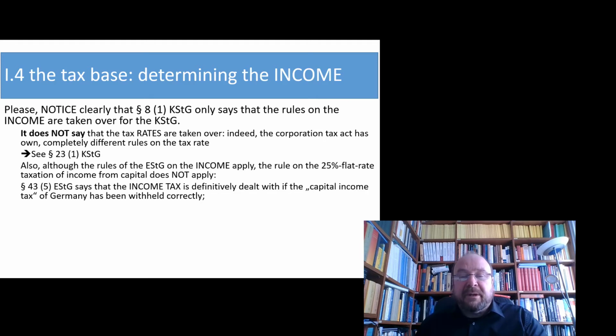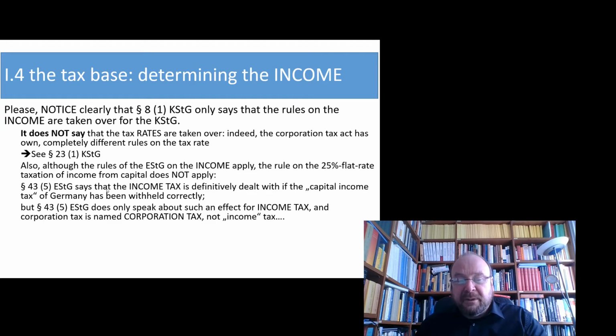Furthermore, the rules about the withholding tax, the capital income tax of 25%, which is usually levied by the person who pays out dividends or interest in Germany, that this tax is already definitive and is not paid back or refunded or credited to your tax burden. That rule also does not apply in the field of corporation tax, because here paragraph 43 section 5 ESTG says that the income tax is definitely dealt with if the capital income tax of Germany has been withheld correctly.